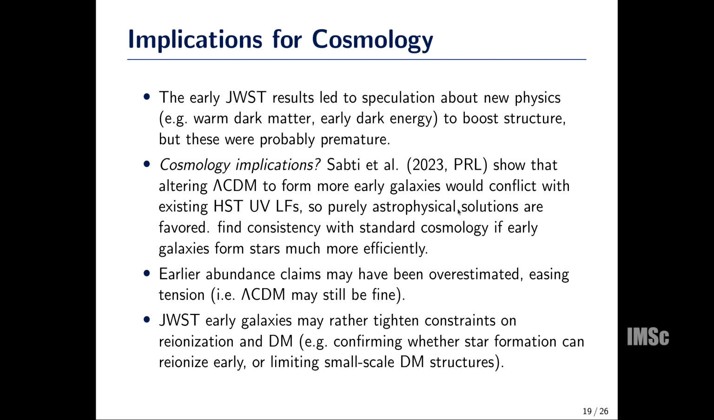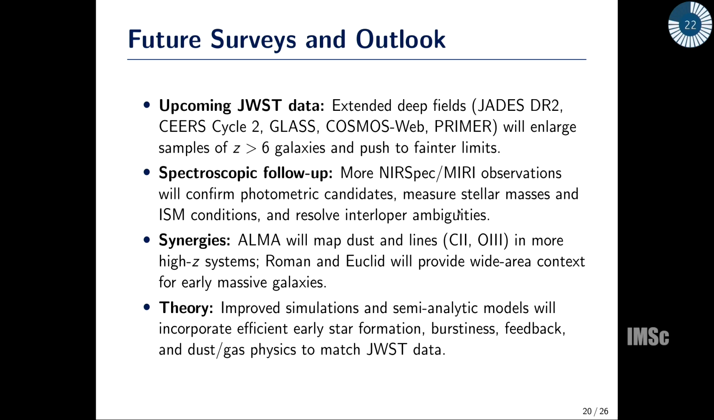JWST early galaxies may tighten constraints on reionization and dark matter. So this has implications to some of the theoretical work that's going on, and whether star formation can reionize early or limited small scale dark matter structures, those will be affected. So people working on H1, complementary H1 observations and studies, theoretical modeling, will need to take these JWST observations into account. There's lots of future surveys coming up, lots of data.